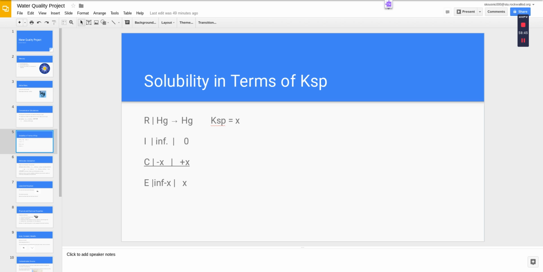As for our solubility, mercury does not dissolve but merely turns into a liquid state, which mixes with the water. As a result, the Ksp equals the solubility. The solubility detected is around 0.01 parts per billion.